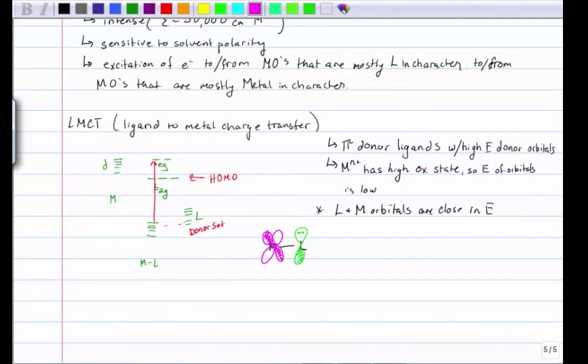So of course, like everything, these orbitals have to be of compatible symmetry. But in this case, the ligand is full. It's got a donor set or lone pair of electrons that can pi bond into the molecular orbital of the metal. And so you get a ligand to metal charge transfer.